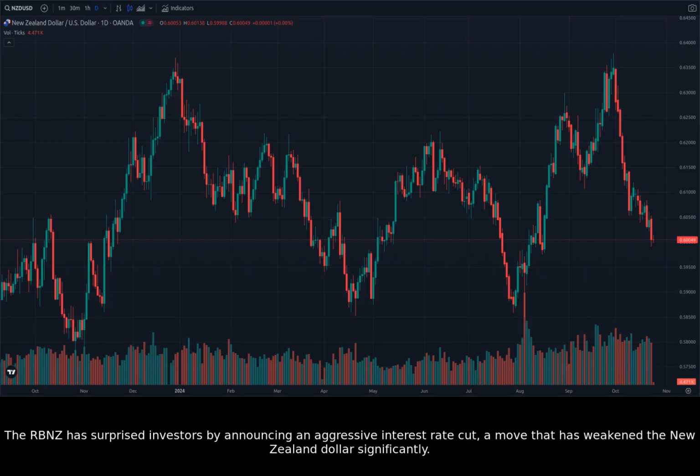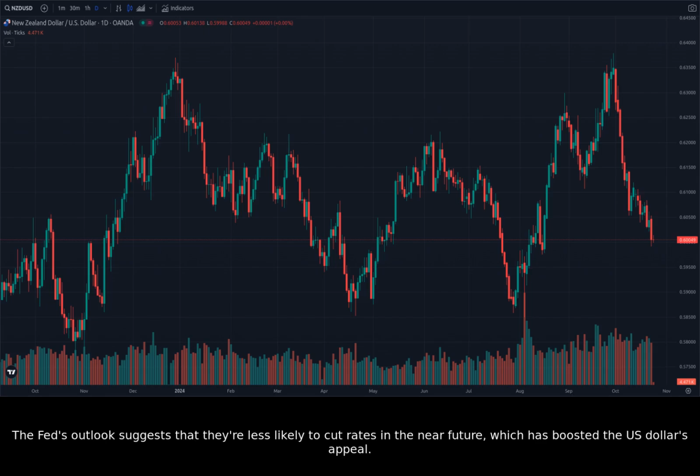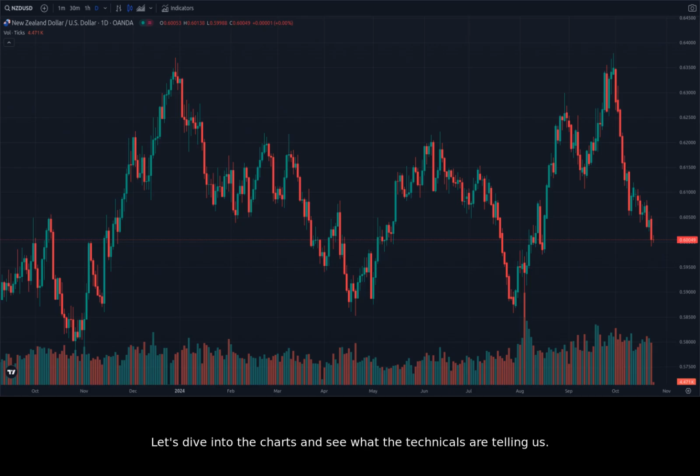market. The RBNZ has surprised investors by announcing an aggressive interest rate cut, a move that has weakened the New Zealand dollar significantly. On the other side of the equation, the US dollar has been strengthening against most major currencies. This is partly due to the US Federal Reserve, Fed, signaling a more hawkish stance on interest rates. The Fed's outlook suggests that they're less likely to cut rates in the near future, which has boosted the US dollar's appeal. Let's dive into the charts and see what the technicals are telling us.